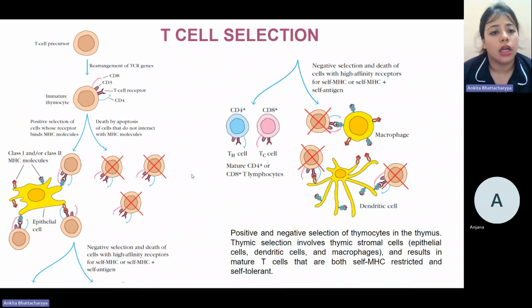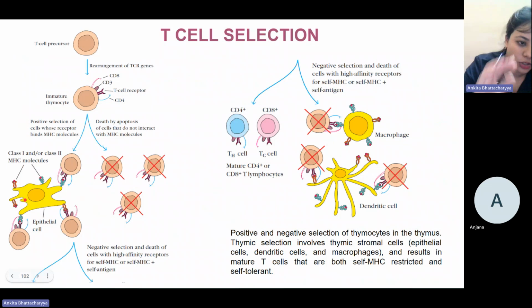So now what happens? You have an immature thymocyte which is double negative in manner. It is undergoing these two processes of selection. You have positive selection of those cells whose receptor is only binding the MHC molecules. What is that leading to? Let's just go over the schematic, to be a little more aware of it.